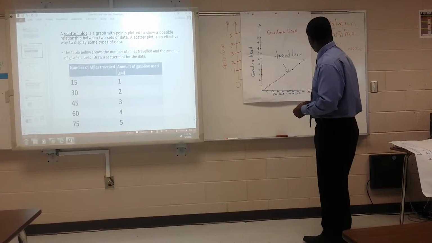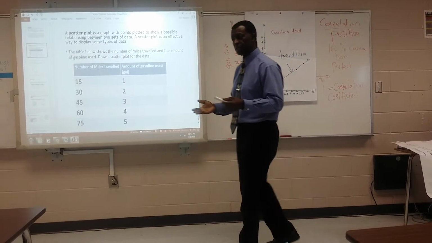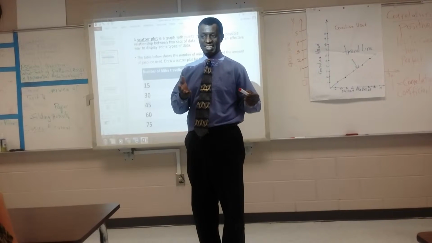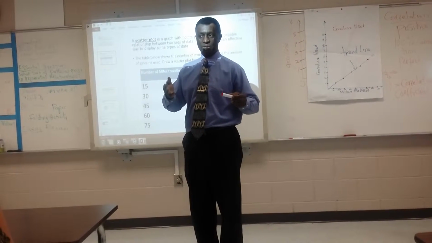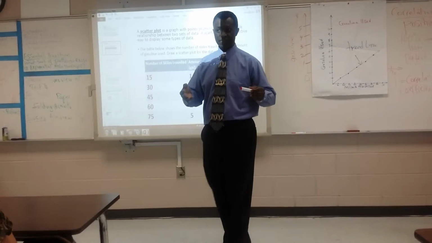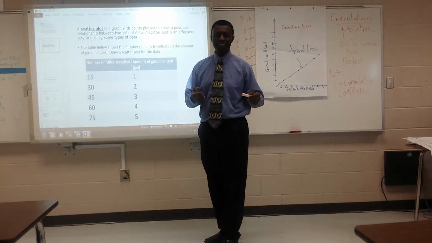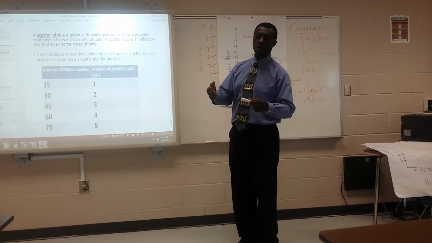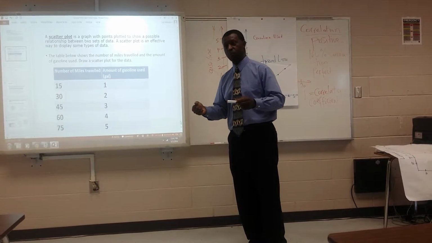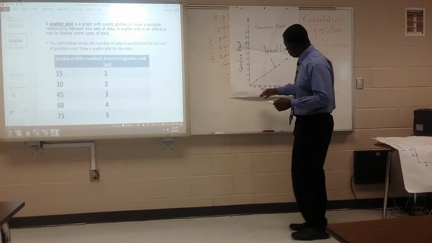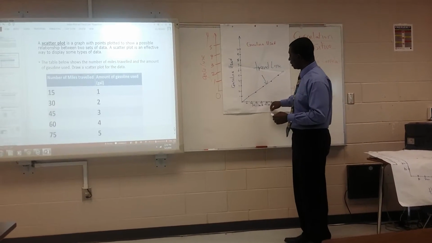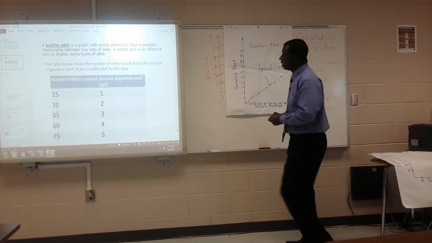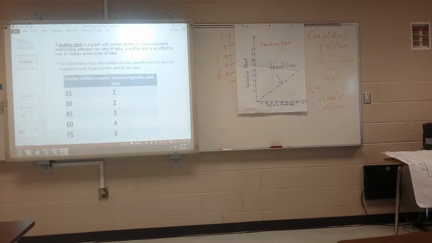Okay? So how can we define correlation coefficient? Can somebody define correlation coefficient for me here now? In your own words, how can you define correlation coefficient? We can say that it's a number that measures the strength of the correlation between two quantitative variables, right? It measures the strength of the correlation between the number of miles traveled and the amount of gasoline used. It's a number, all right? Now, so this is one example. Now, let's go to a second example.